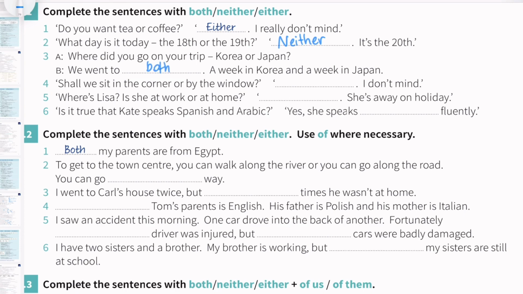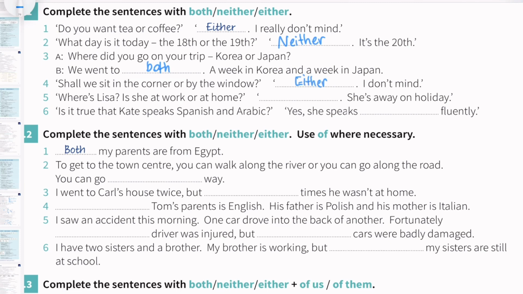Number 4, shall we sit in the corner or by the window? The answer is, I don't mind. It's like the example number 1, right? It's like tea or coffee. So the person said, I don't mind. I can sit either in the corner or by the window. So it means the answer is either.